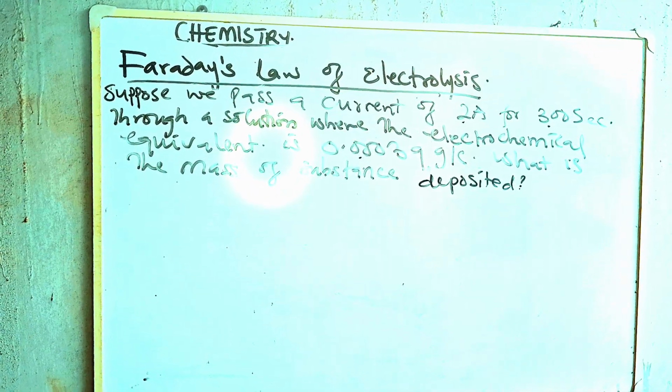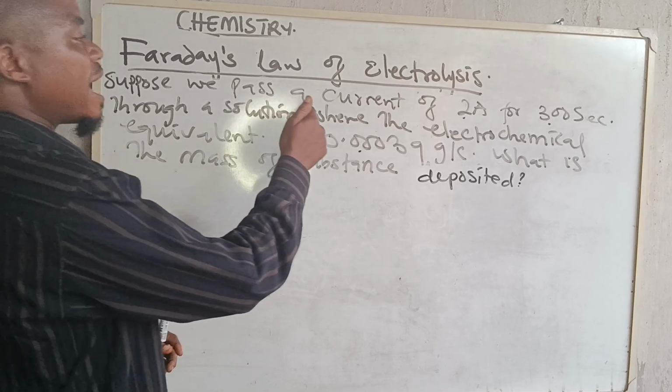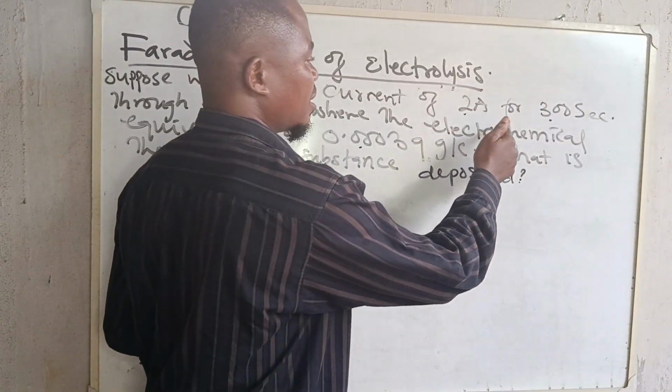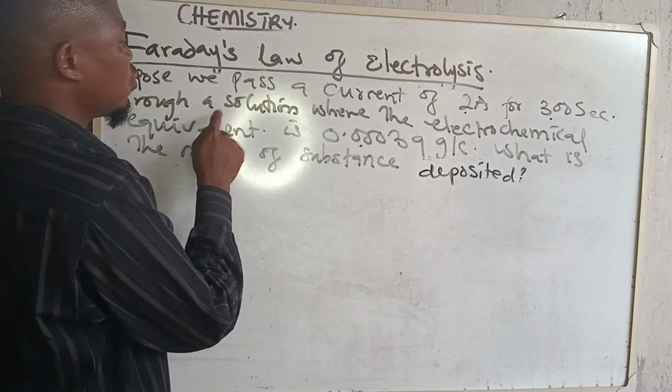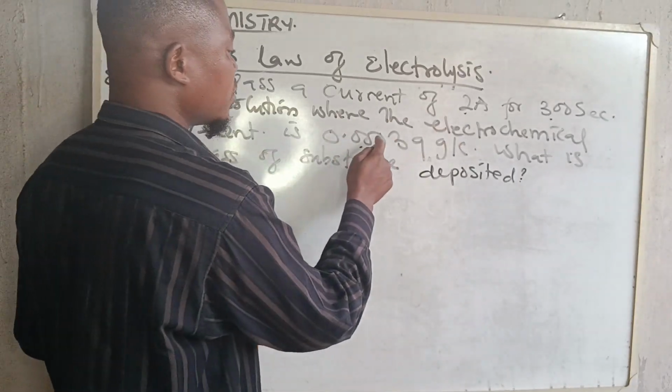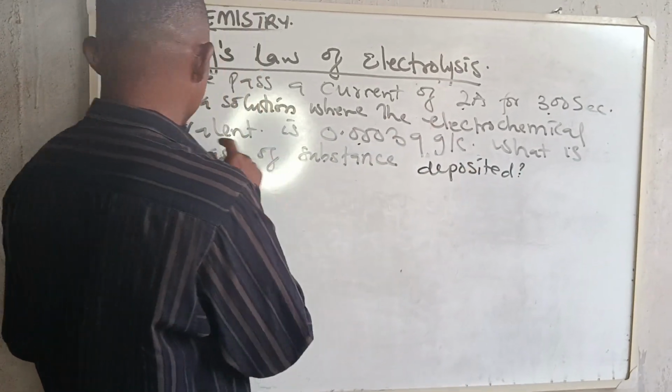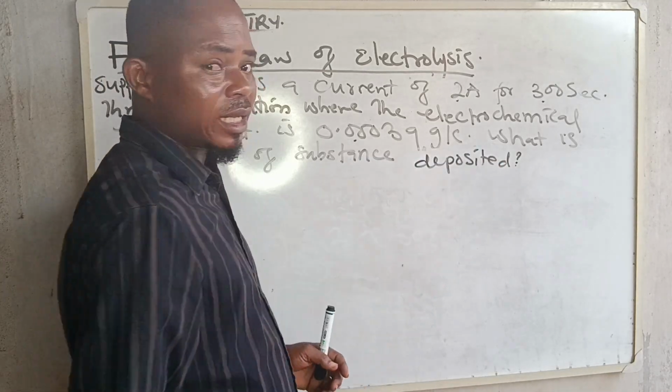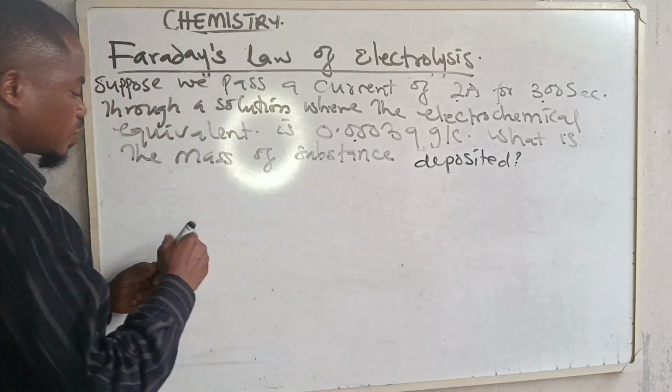The question says, suppose we pass a current of 2 amperes for 300 seconds through a solution where the electrochemical equivalence is 0.0039 grams per coulomb. What is the mass of substance deposited? Is that okay?